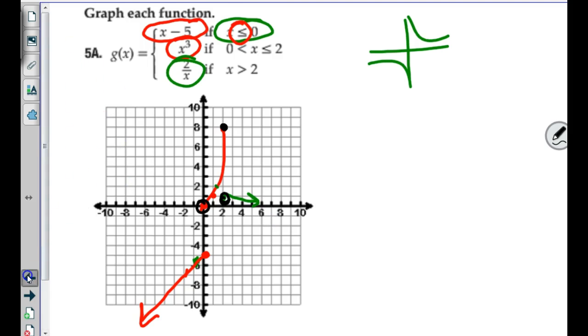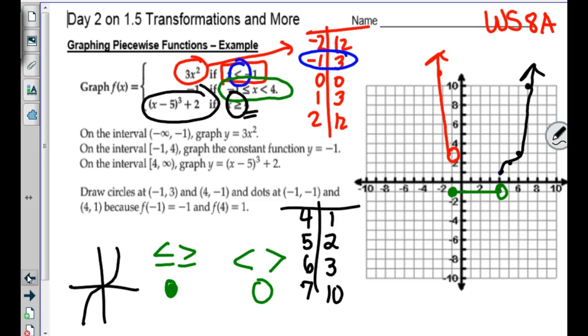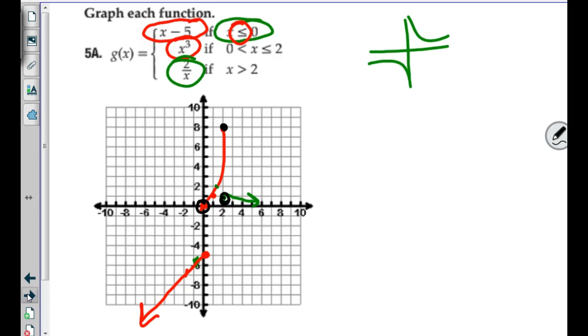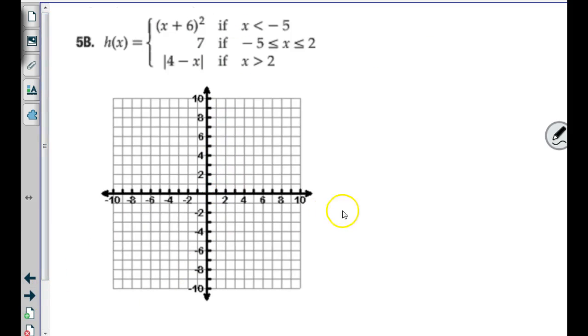Now, I need to go back and talk about something on both of these. Where are the points of discontinuity on this one? Yes, at x equals -1 and at x equals 4, both places, this one was discontinuous. This one is discontinuous at both what? X equals 0 and 2. They are not always discontinuous. Sometimes they land right on top of each other, and then you just do a solid dot.